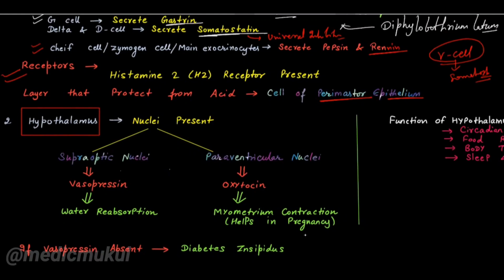There are two nuclei here, the supraoptic and the paraventricular nuclei. Remember always that the supraoptic nuclei produce vasopressin, or another name, antidiuretic hormone.